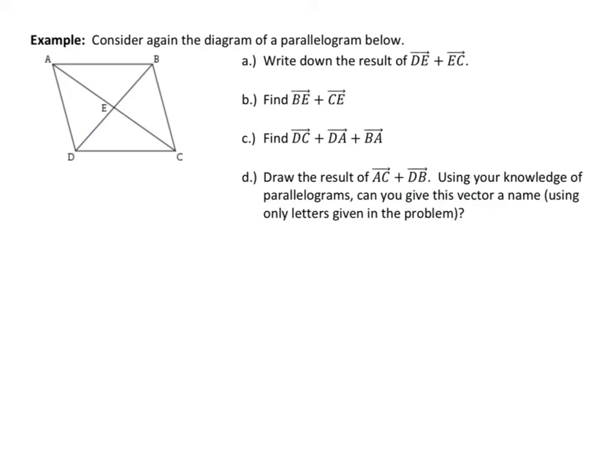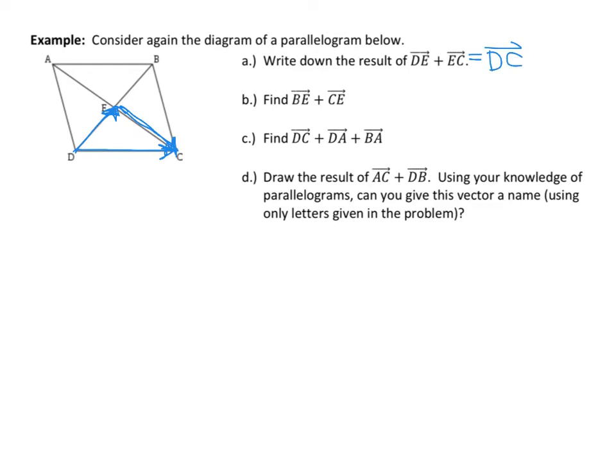Here's our favorite parallelogram again. We've got this diagram of a parallelogram, and I'm going to ask you these 4 questions. So first, I want you to look at the diagram and draw a picture of, and then write down the result of what is vector DE plus EC. Well, if I did DE plus EC, well, those ones actually already are sort of like the arrow of this one lands right at the beginning of the other one. So that thing is going to result in the vector DC. So this thing is DC.